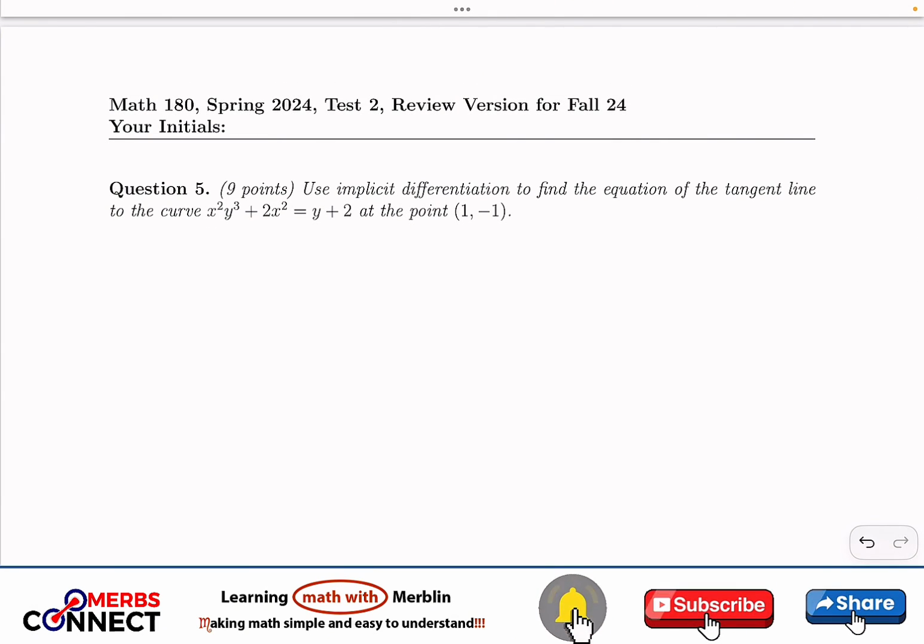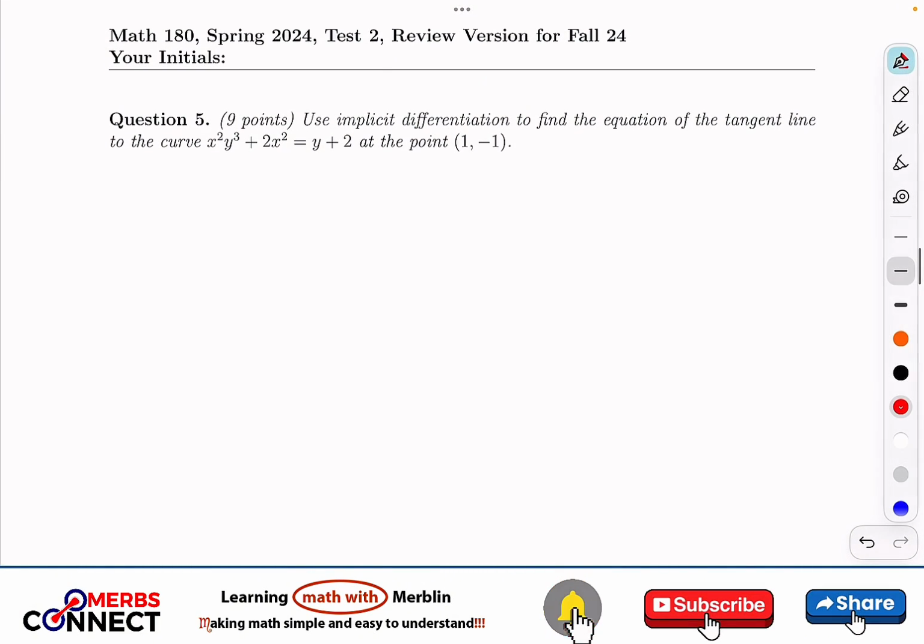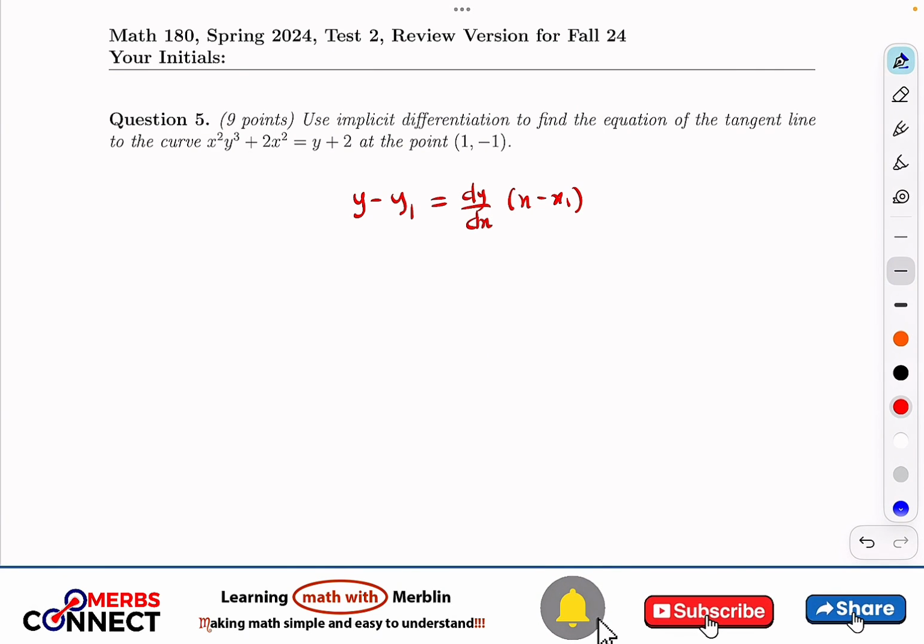Use implicit differentiation to find the equation of the tangent line. So what is the equation of the tangent line? Let's write that one well. This does not involve f of x, so I'm just going to write it this way: y minus y1 is equal to dy over dx times x minus x1. When the function given to me is in terms of f of x, I prefer using y minus f of x1 equal to f prime of x1 times x minus x1, right?